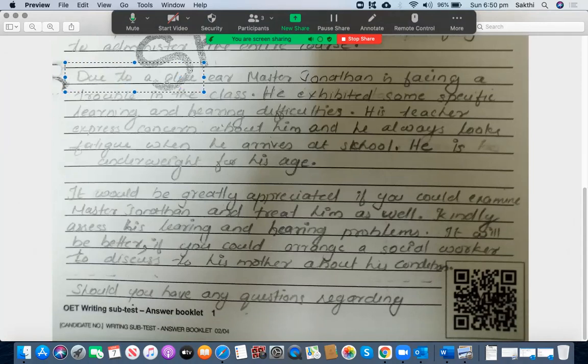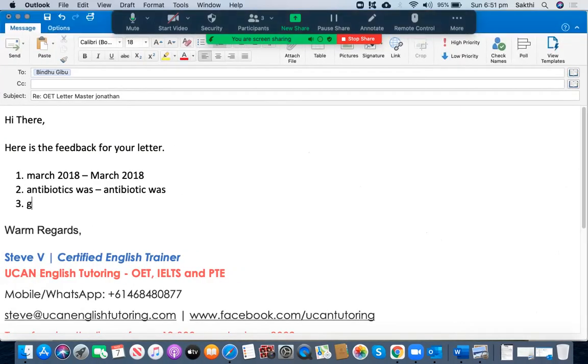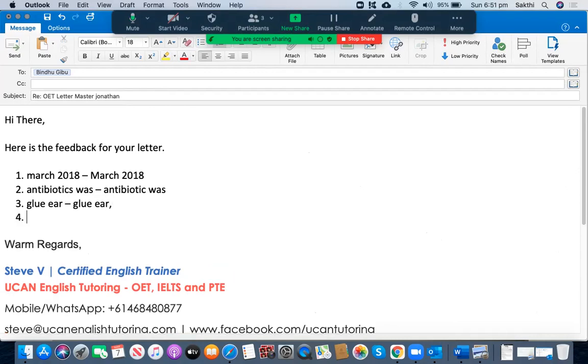What is this? Can you tell me this? Glue ear, not blue ear. It's G-L-U-E, glue ear. Master Jonathan is facing... So due to something, there should be a comma after glue ear. You have to write it like this: glue ear, comma. For example, whenever you write due to blah blah blah, comma.